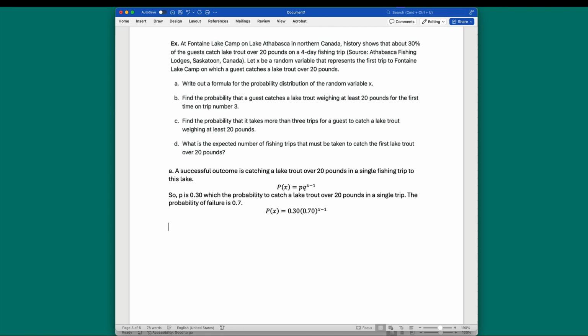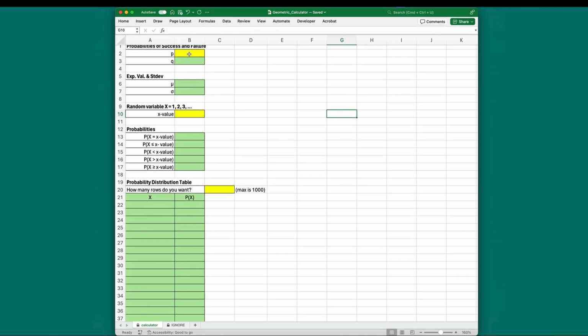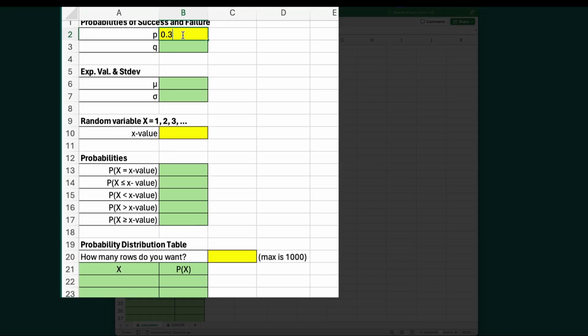Okay, so for part B, find the probability that a guest catches a lake trout weighing at least 20 pounds for the first time on trip 3. First time on trip number 3 translates to the probability that x equals 3. In order to do this, we need to use our calculator. Here we're going to type in P equal to 0.30, and we're interested in the value of x equal to 3.